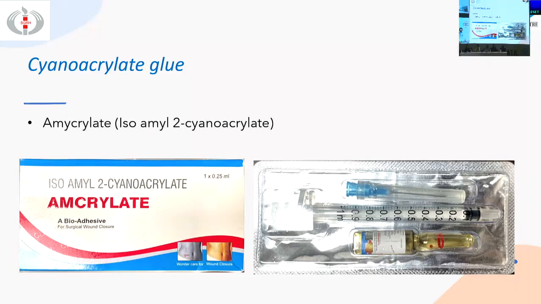So here when we open the packet, we have the glue in a vial along with a 1 ml syringe and a needle. So we have to load the glue after breaking the vial into the syringe and needle and then use it.